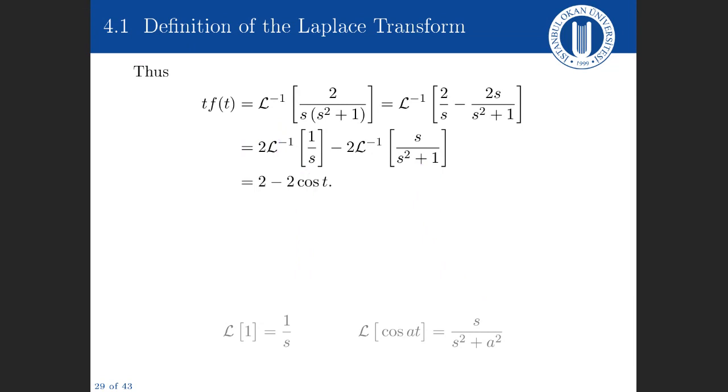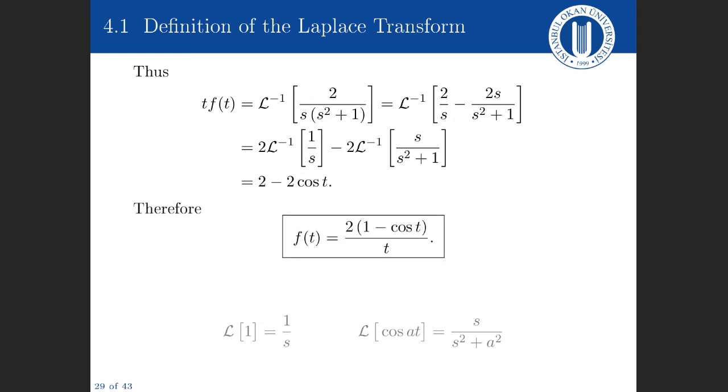This is the same as 2 minus 2 cos t. And then we're almost finished. Divide both sides by t, and we will have our answer. The answer to this problem is f of t is equal to 2 multiplied by 1 minus cos t divided by t.